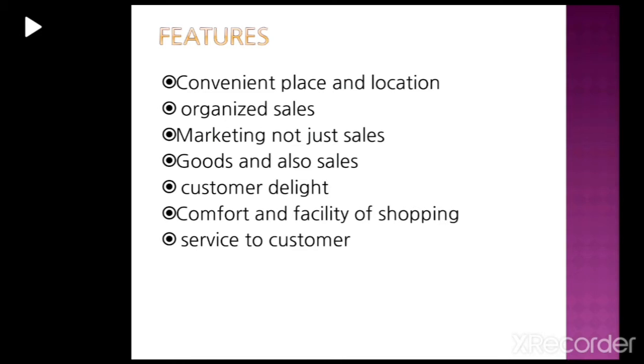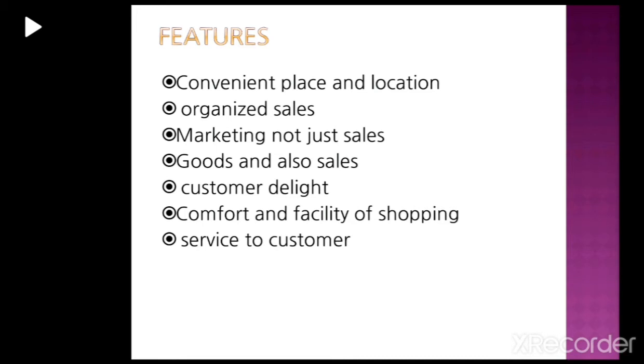Next one is organized sales. See what will happen in organized sales. Modern retail is the organized business of selling to the customers by application of the principles and functions of marketing. According to this, everything is organized as per the customers' requisites. They sell the goods and services because they have a set of applications and principles. As per that, they supply the goods.